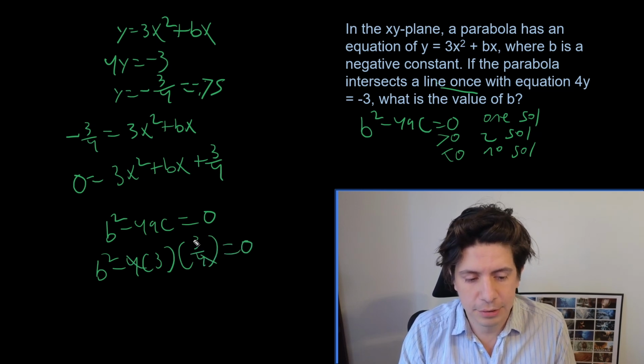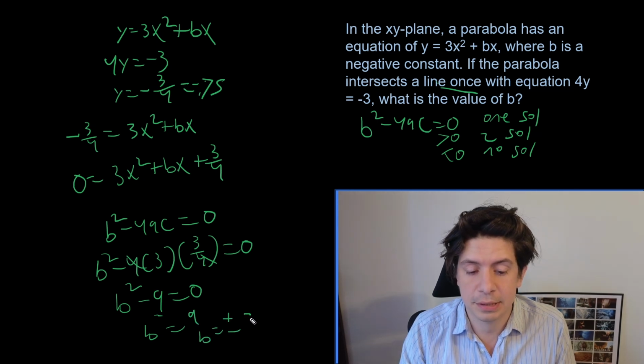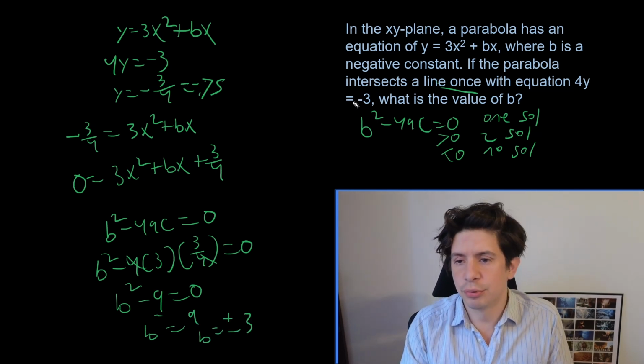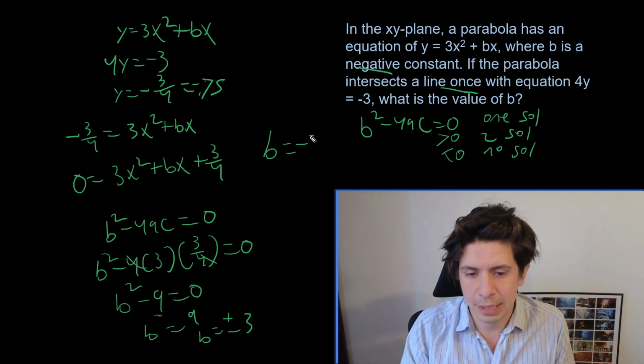The 4 is canceled, then we have 3 times 3 is 9, so we have b squared minus 9 equals 0. B squared equals 9. B equals plus or minus 3. But we're told that b is a negative constant, so it's going to be b equals negative 3.